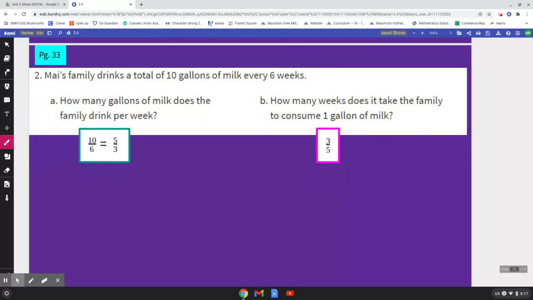All right, number 2, May's family drinks 10 gallons of milk every 6 weeks. How many gallons of milk do they drink per week? Remember that when we do per, we're finding 1, right? So if I have gallons over weeks, 10 over 6. Now I divided those by 2. I reduced them. And I got 5 over 3. And you need to make sure you reduce. Now, if it says, how many weeks does it take for 1 gallon? You flip it. So now I have the 3 as the numerator and the 5 as the denominator.